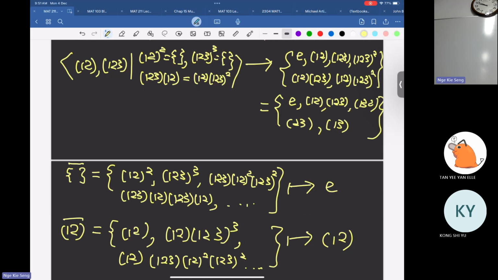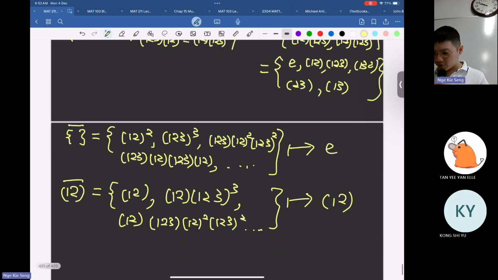If you are in S3, (1 2), you compose two transpositions together. What do you get? Identity. (1 2 3) cubed, you get identity. And then this, you compose these three together, what do you get? A bit complicated. Let's compute it.